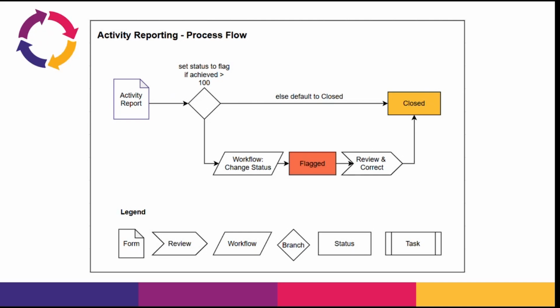And then there's a branch, which means there's a decision point. 2 things could happen. One could be if the achieved is larger than 100, I want my workflow to change the status to flagged, because that's going to allow me to review and possibly correct, if that person has done this incorrectly, the submission before I mark it as closed. The other case is if it's under 100, I'm going to assume that the team has done it correctly, and it's going to move automatically to closed. So this is, again, a really simple diagram, but showing you how everything from the activity report coming in should end up as closed. But, as I said, sometimes there's extra steps in the middle.